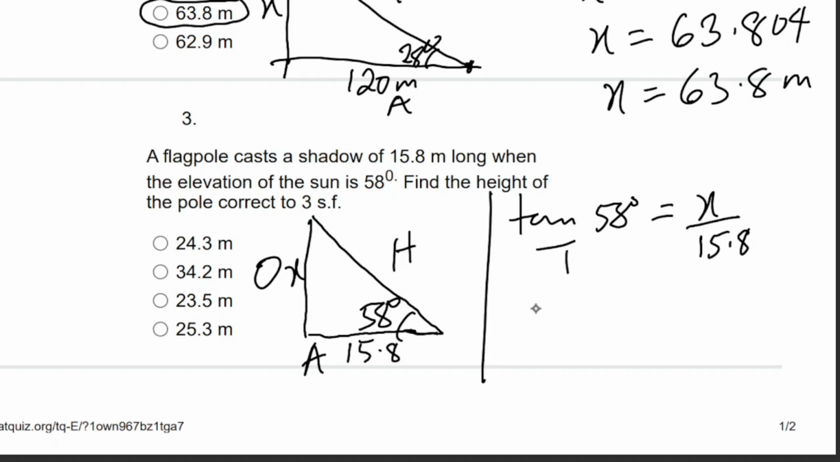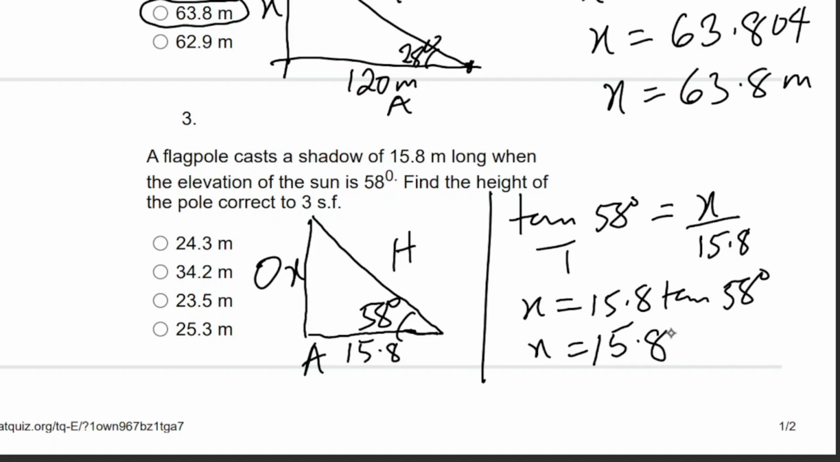15.8. So the same thing, when you cross multiply, you're going to have 15.8 tan 58 degrees. So that means x equals, so we now calculate the value of tan 58. Tan 58 is 1.6003. That is 15.8 times 1.6003. So we then multiply and see what our answer is.